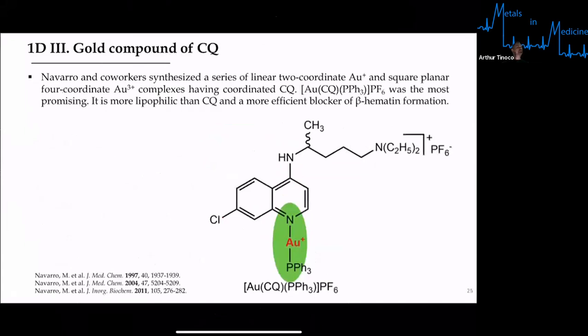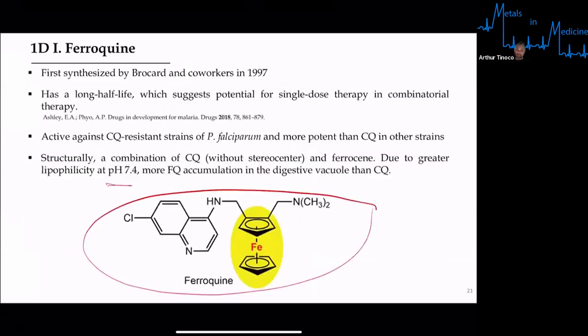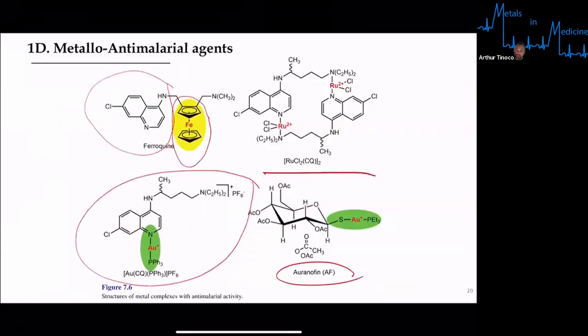All right. Let's look at the gold version of this. So here we have gold 1 and the associated coordination structure. So Navarro and co-workers synthesized a series of linear 2-coordinate gold-1 and also, although not depicted here, square planar 4-coordinate gold-3 complexes. That is probably all the way back, more reflective of what I showed you over here.